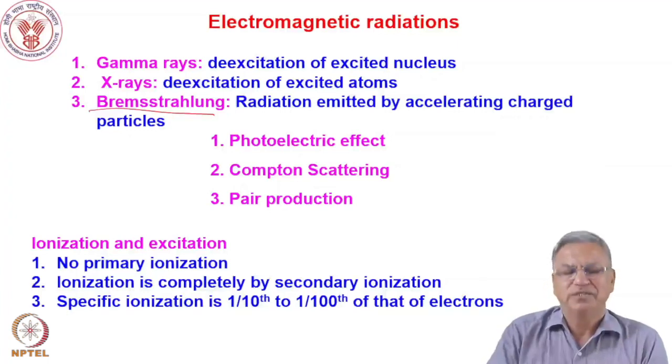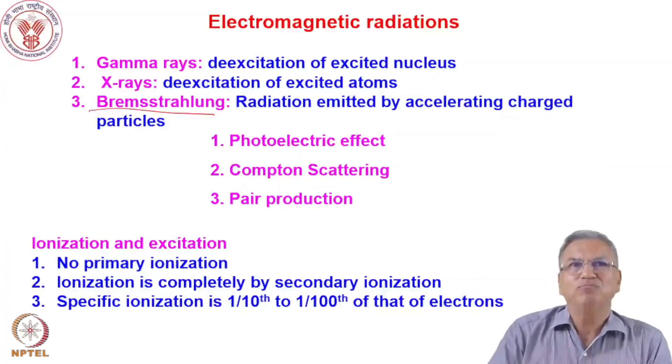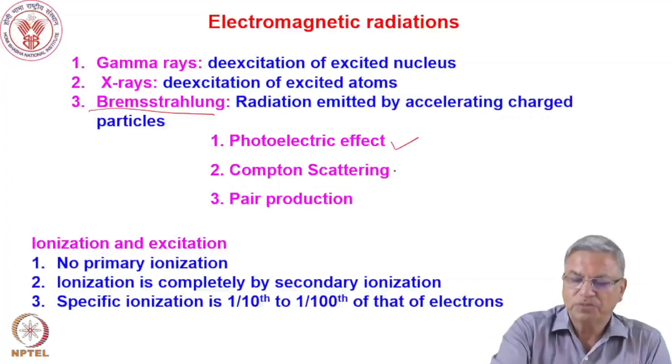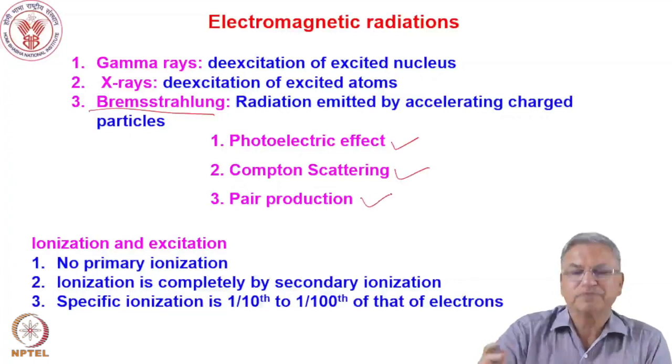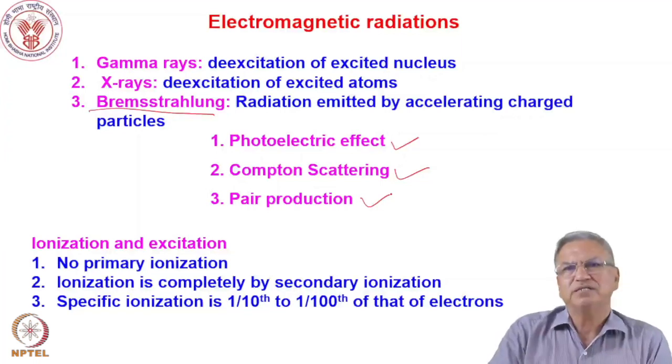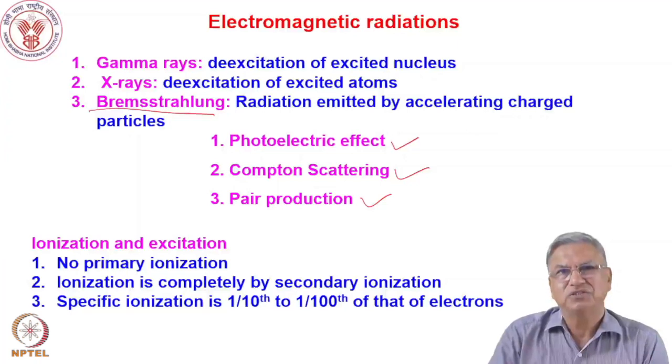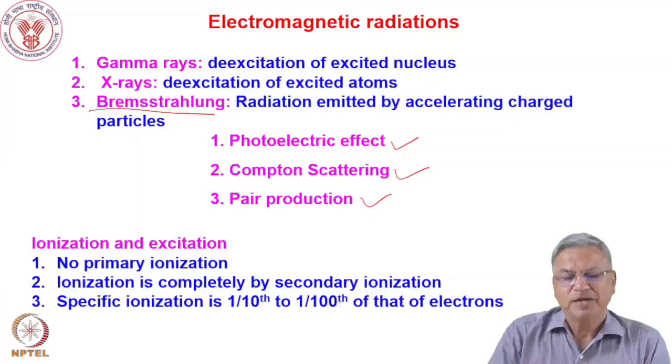So gamma rays predominantly interact by three modes: the photoelectric effect, Compton scattering, and pair production. The major deposition of energy in the gamma ray detector, which we will see manifest in the gamma ray spectrum, comprises these three processes.